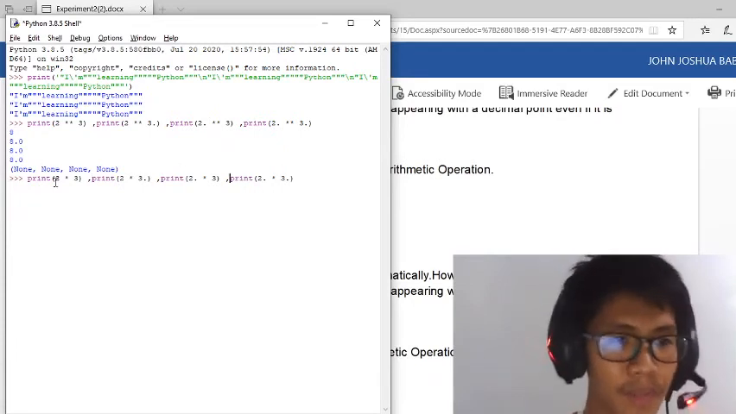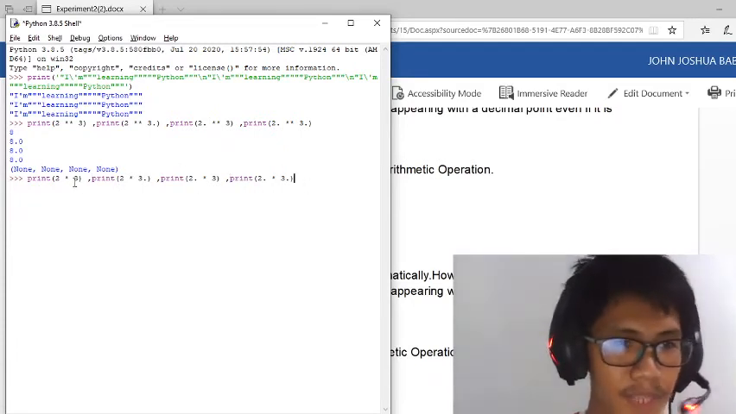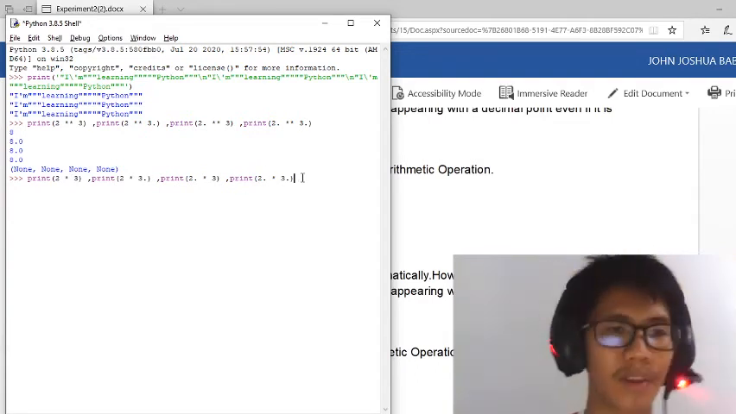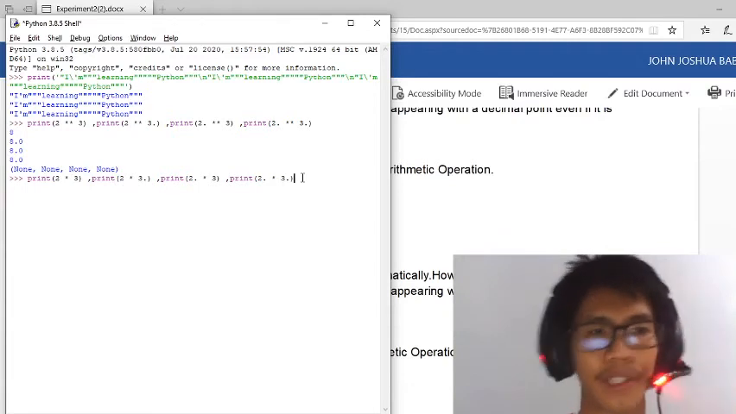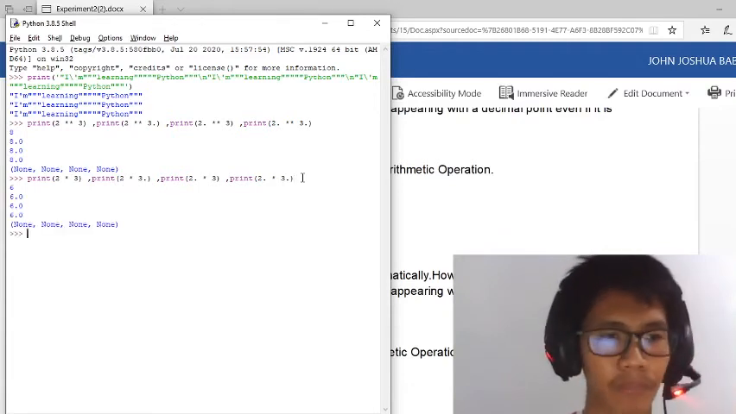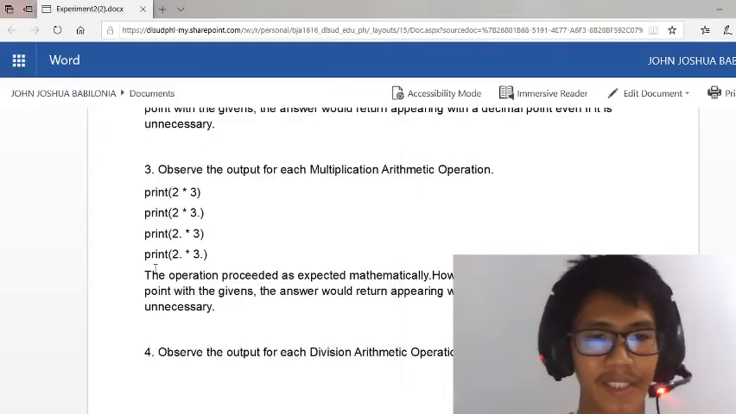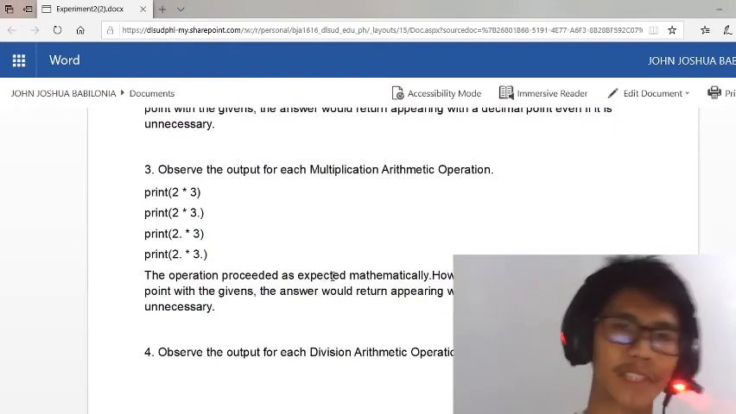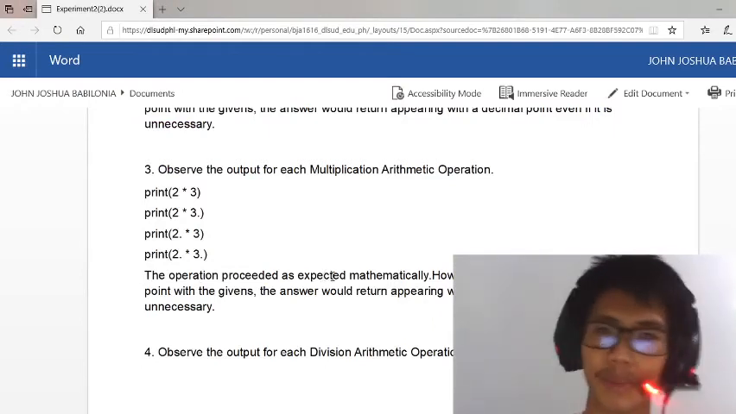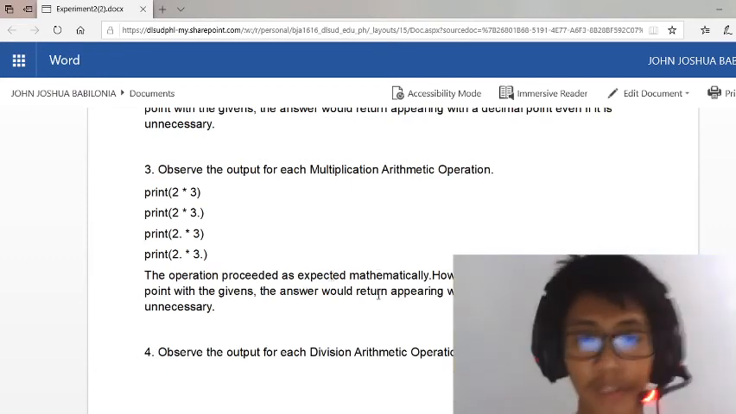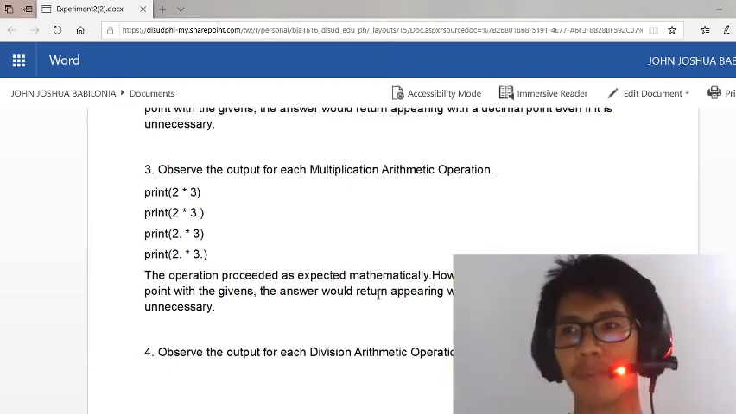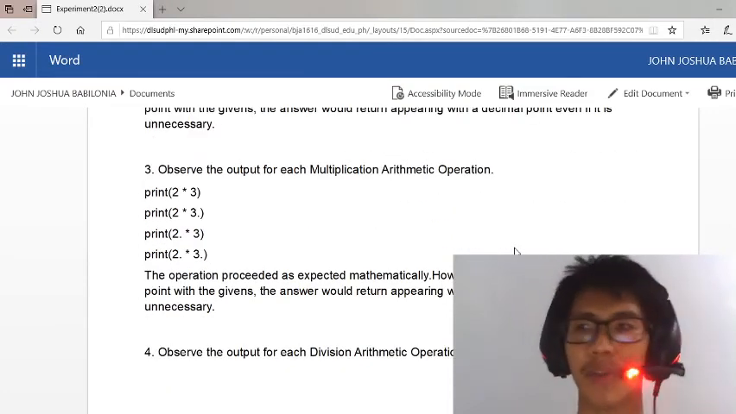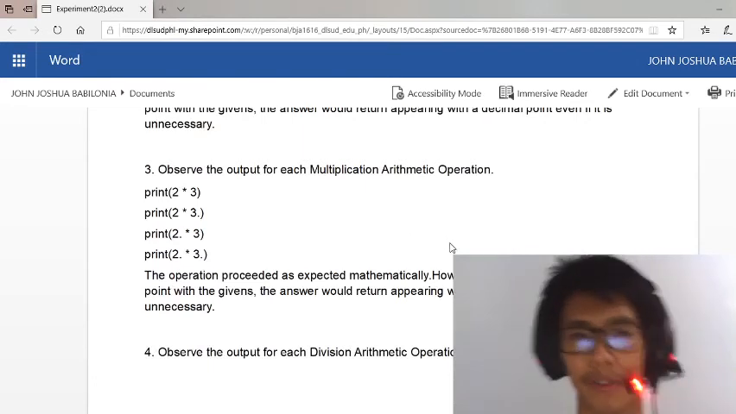As you can see, only the first print function has no decimals in it. The rest has decimals in it. So I presume that only the first one would have no decimal points in the answer. Yes, as expected. So basically, the operation was still proceeded mathematically, but the decimal point that is unnecessary was still present due to its presence in the givens. Still the same observation. Now, this trend is quite going dramatically. So let us observe if it is also true for other operations with regards to the decimal point, not mathematical.